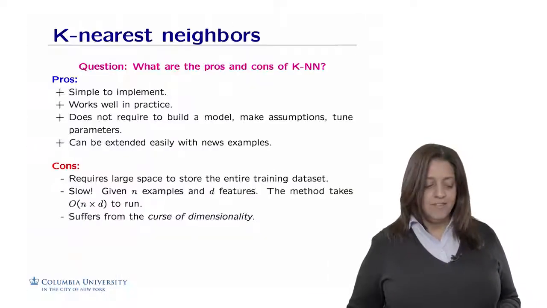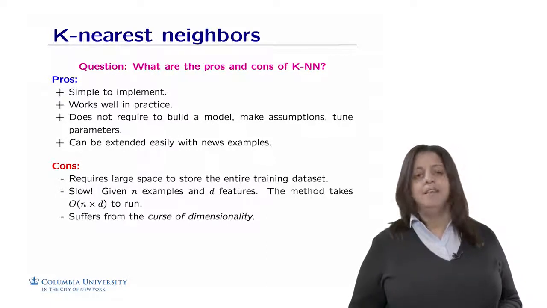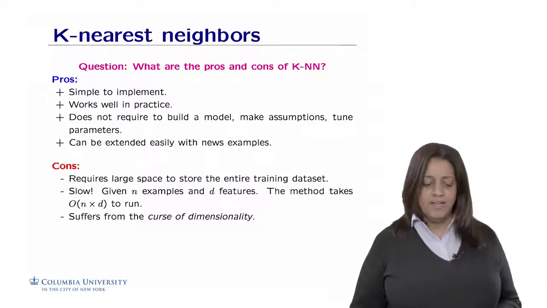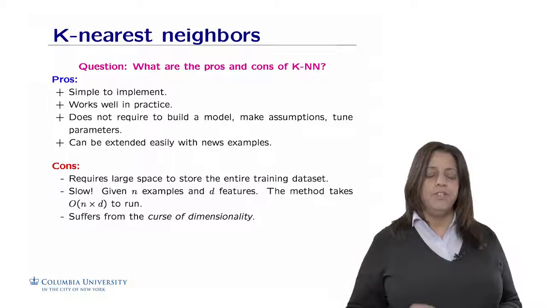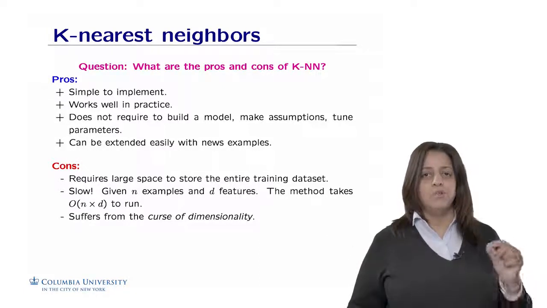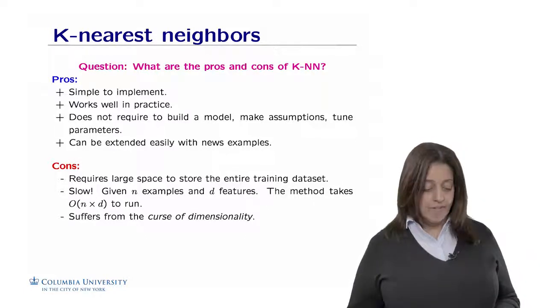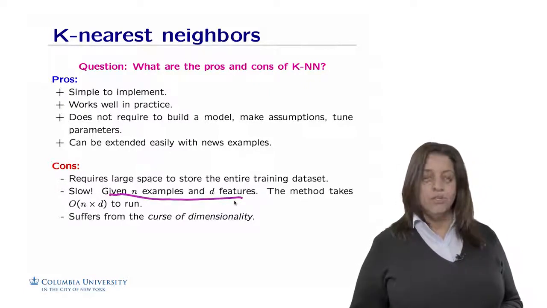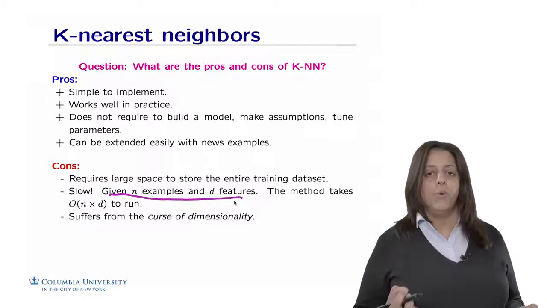However, they also have disadvantages, and these include that it requires large space to store the entire training set. Suppose with time you collect 3 or 4 million fruits, you still have to store this somewhere on your disk. And it's also very slow. When you have a new query, you need to figure out what the k-nearest neighbors are, which means you're going to calculate the distance between this point and the rest of the data that you have. Given n examples and d features, to be general, the method takes about an order of n times d to run, where n is the number of examples. That's a lot. So for each data point, you need to do a lot of calculation to figure out what the neighboring points are.